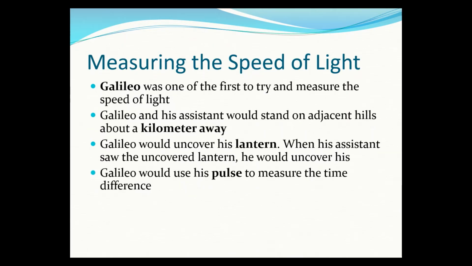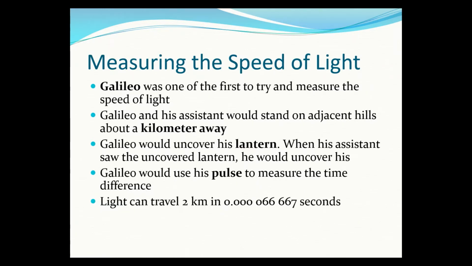So Galileo was the first one to try to measure the speed of light. Galileo and his assistant would stand on adjacent hills about 1 kilometer away. What Galileo would do is he would uncover his lantern. When his assistant saw the uncovered lantern, he would uncover his, and then Galileo would use his pulse, because they didn't have stopwatches, to try to measure the difference in time.